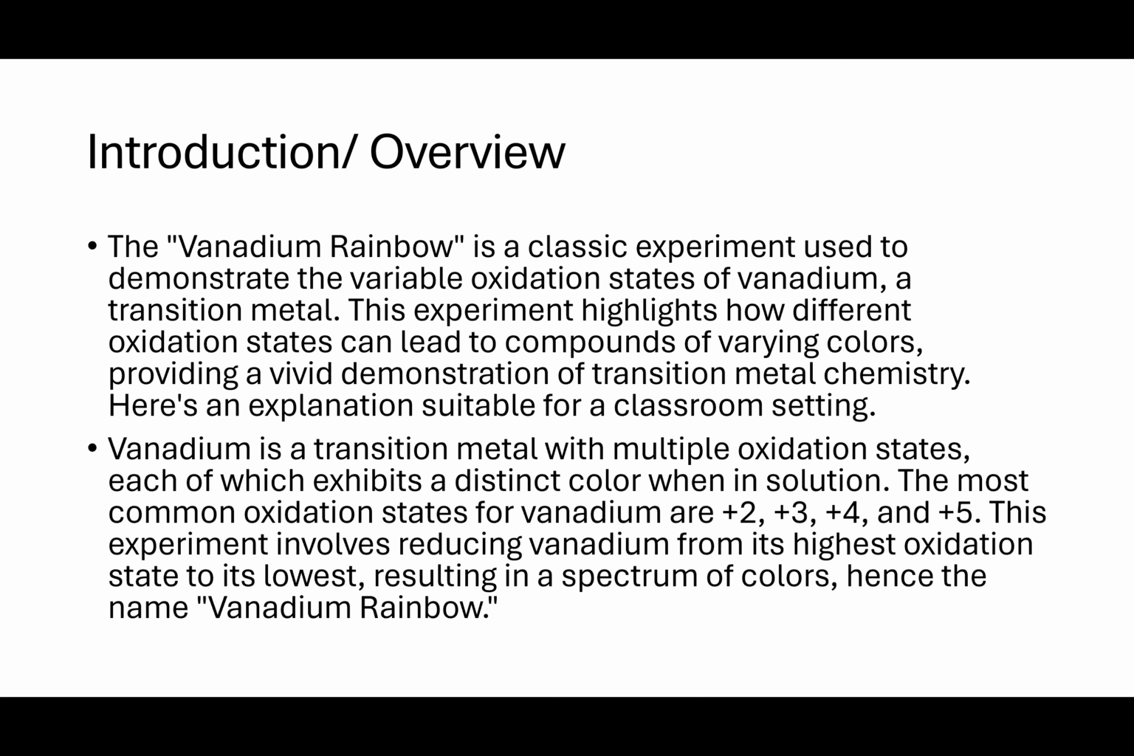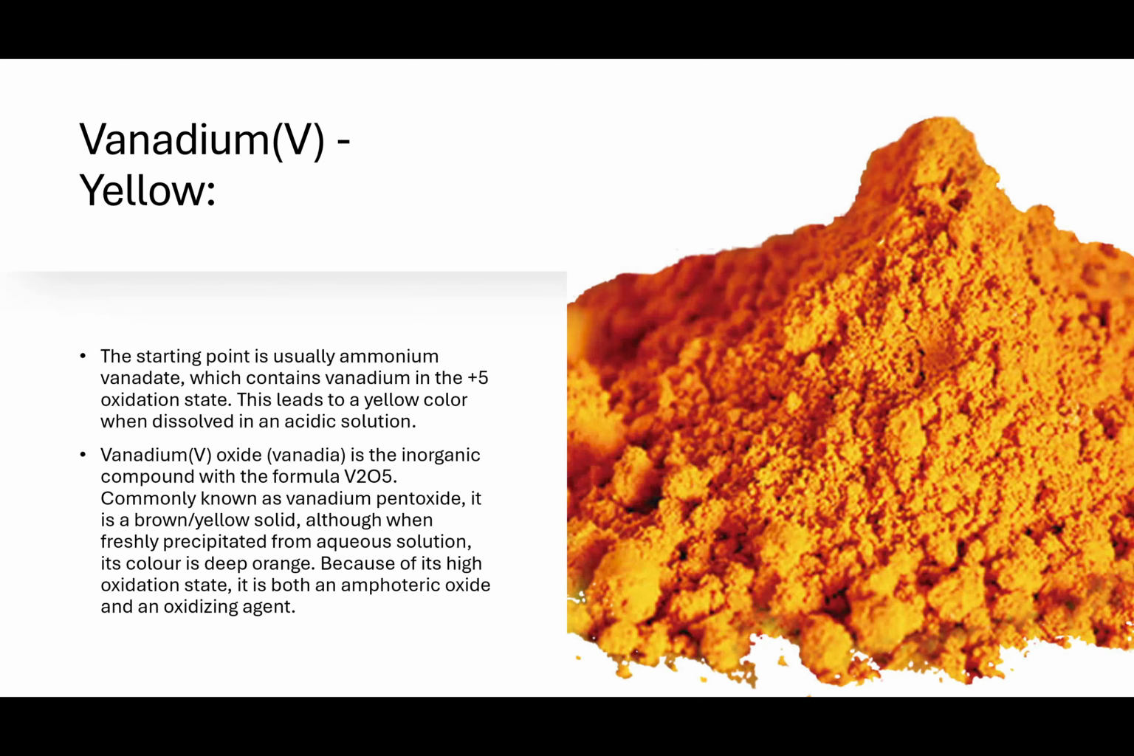They produce a range of different colors, right? And that is what we really describe as a vanadium rainbow, that entire spectrum produced from vanadium. So let's have a look at this. Vanadium yellow, right? The starting point is usually ammonium vanadate, which contains vanadium at the plus 5 oxidation state. This leads to a yellow color which dissolves in acidic solution.